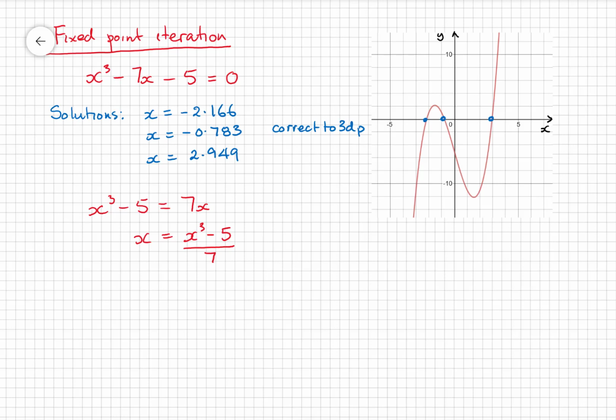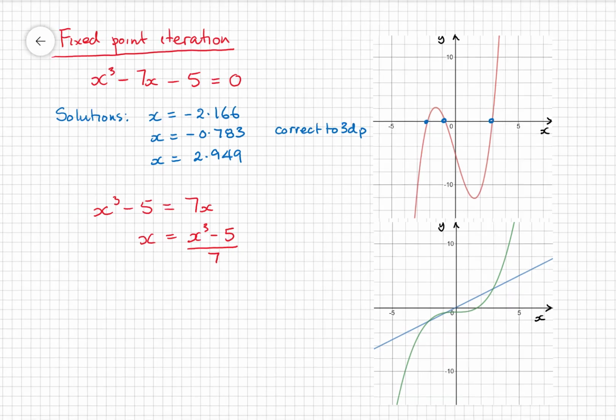In doing this, we've created two separate functions. On the left, where we've just got x, we can draw a graph of the function y equals x. On the right, where we've got x cubed minus 5 all over 7, we can draw the graph of y equals x cubed minus 5 all over 7. And the two graphs that we get as a result are these. The graph of y equals x is shown in blue, and the graph of y equals x cubed minus 5 all over 7 is the curve shown in green.